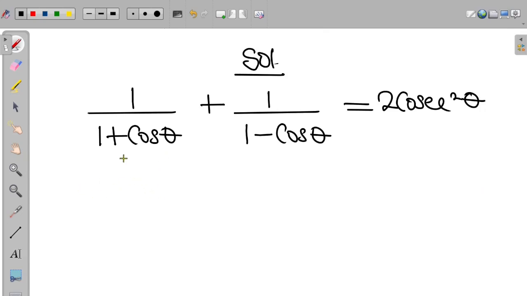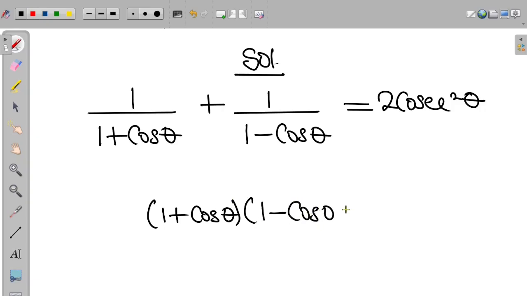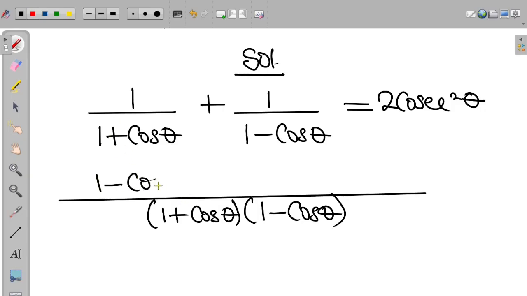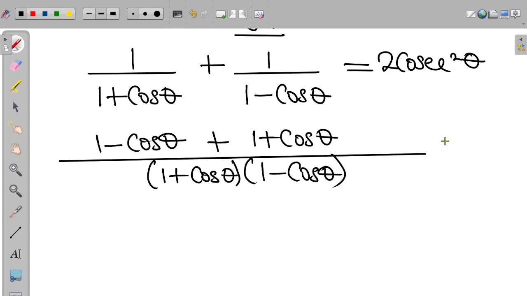Now, our LCM at the left-hand side will be the product of the denominators. So we have that this is 1 plus cos theta multiplied by 1 minus cos theta. Therefore, the numerator here becomes 1 minus cos theta plus, when the LCM is divided by this denominator here, we are left with 1 plus cos theta. So everything here is equal to 2 cosec squared theta.